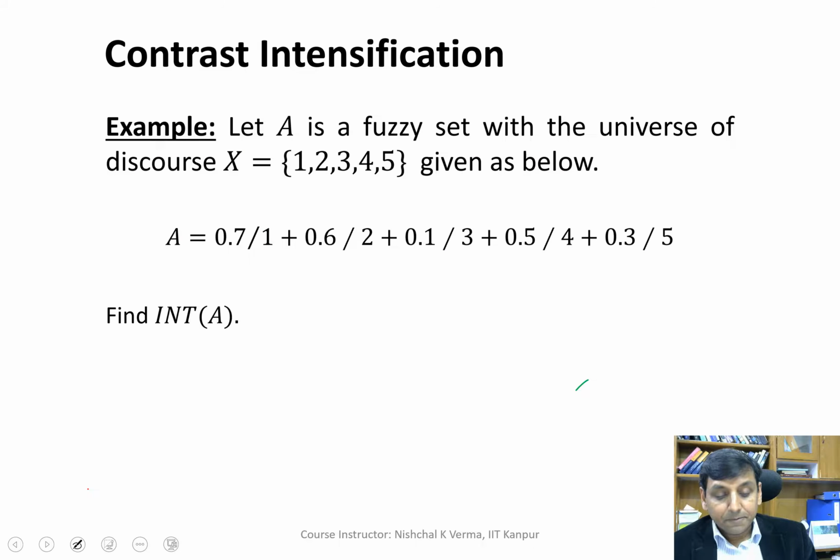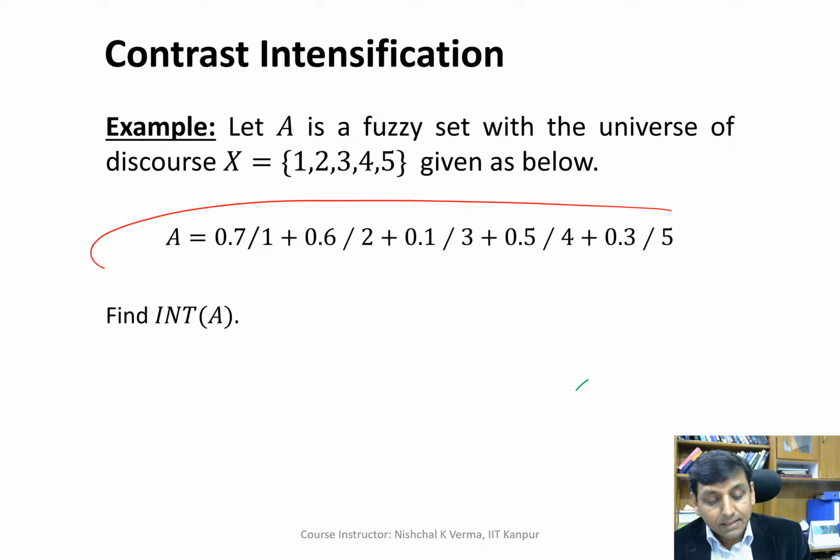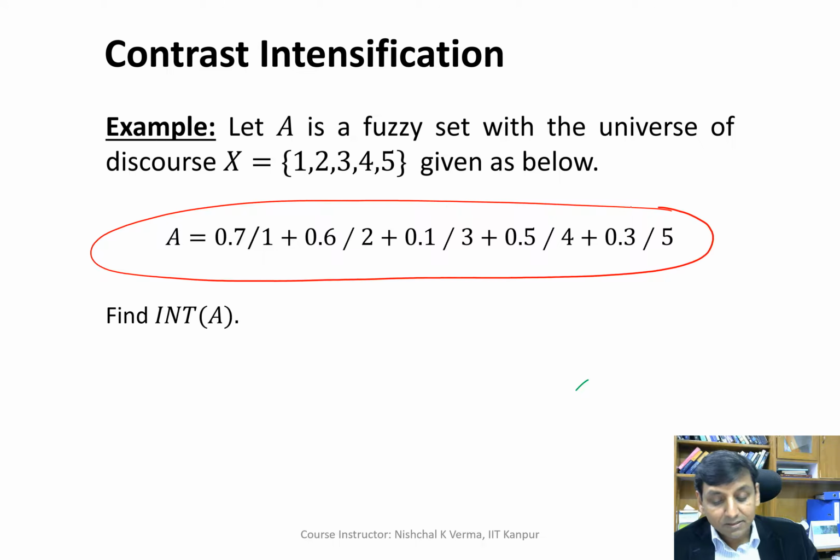If we see here that we have a fuzzy set, which is a discrete fuzzy set available with us, and this represents a linguistic value. And if we are interested in finding the contrast intensification, or the INT of A, then let us see how we can manage to get it.